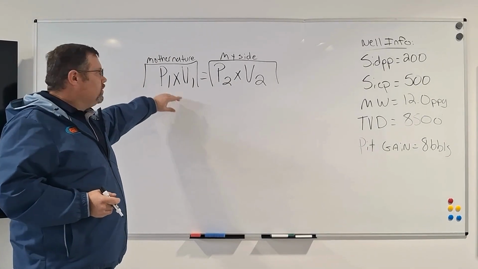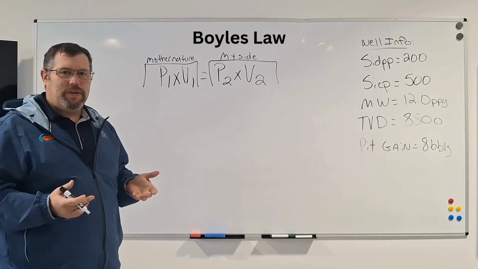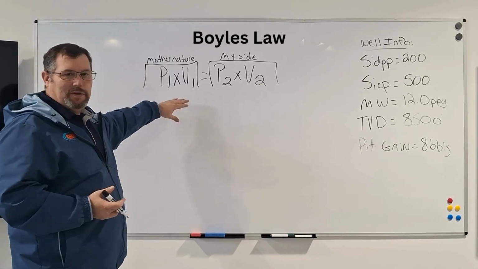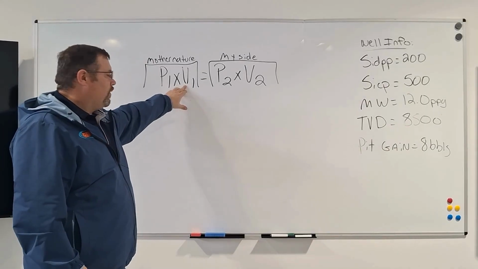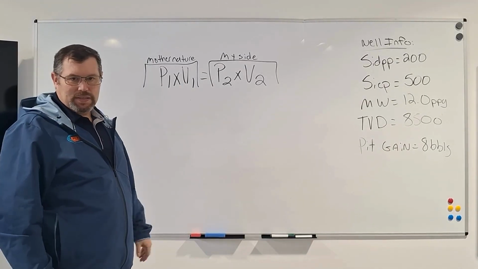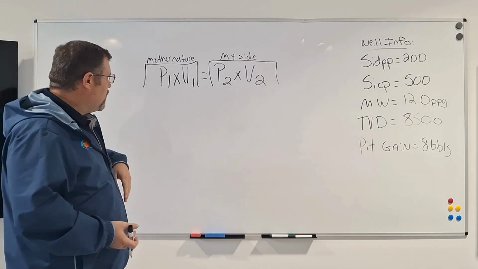Mother Nature. P1 and V1, I like to tell everybody, is Mother Nature's pressures and volumes. We usually know Mother Nature's pressure as formation pressure, and we know the volumes as pit gains on the surface, right? So that's what happens. Gas comes in, expands, and pushes out the equivalents, right?